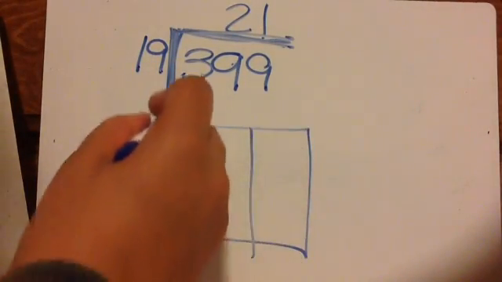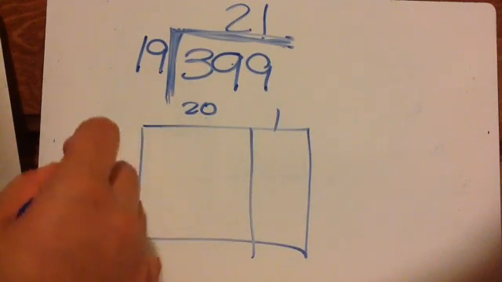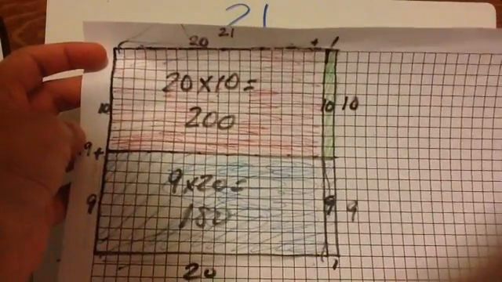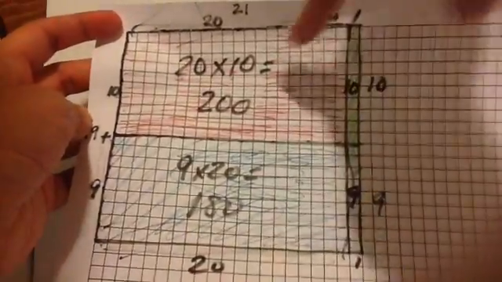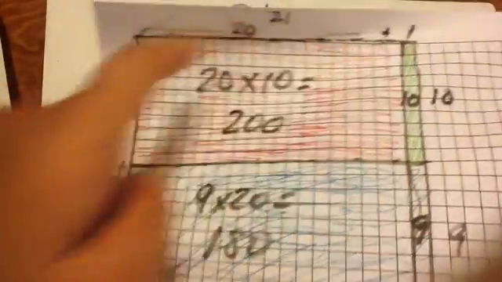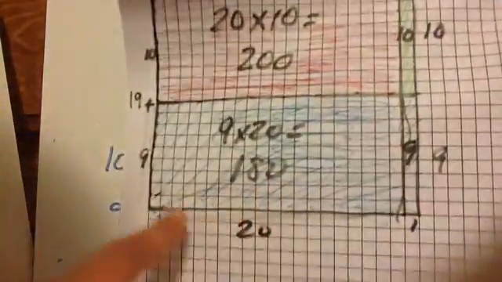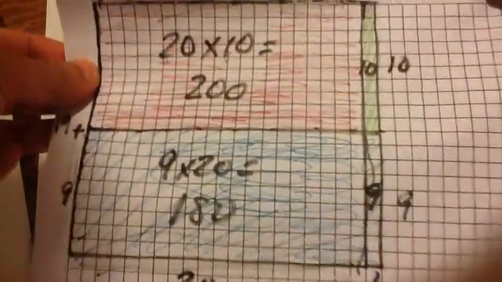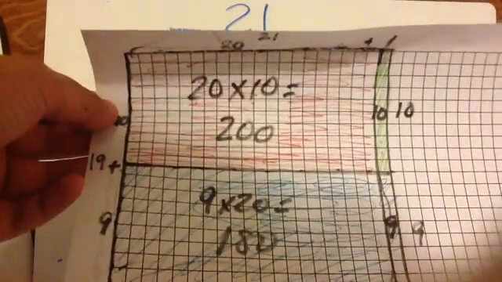Now, since they want an area model, you would break up the 21 into 20 and 1 and the 19 into a 10 and a 9. Okay, so here is the array and the area model since I broke up the array. So here's my 20 and 1, and here's my 10 and 9. My 20 and 10 make 200. My 1 and 10 make 10. My 9 and 20 make 180, and my 9 by 1 makes 9. So the total of all 4 sections is 399. So this is 399 divided by 19, which equals 21.